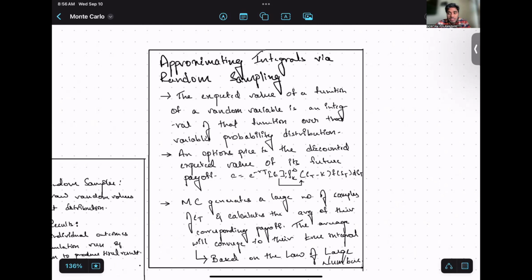The Monte Carlo method circumvents the need for analytical integration. It operates on the principle that by generating a large number of random samples of the terminal price S_T and calculating the average of the corresponding payoffs, this average will converge to the true value of the integral. This reframes the method from a financial black box into a transparent and powerful application of fundamental statistical principles for numerical integration. The theoretical validity of the Monte Carlo method is anchored in the law of large numbers.